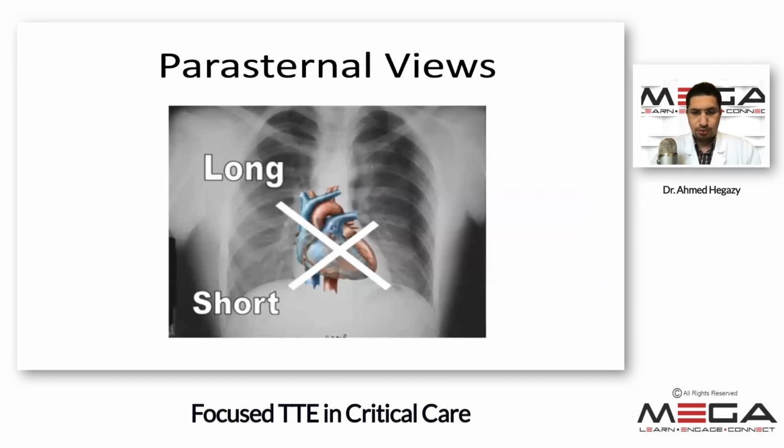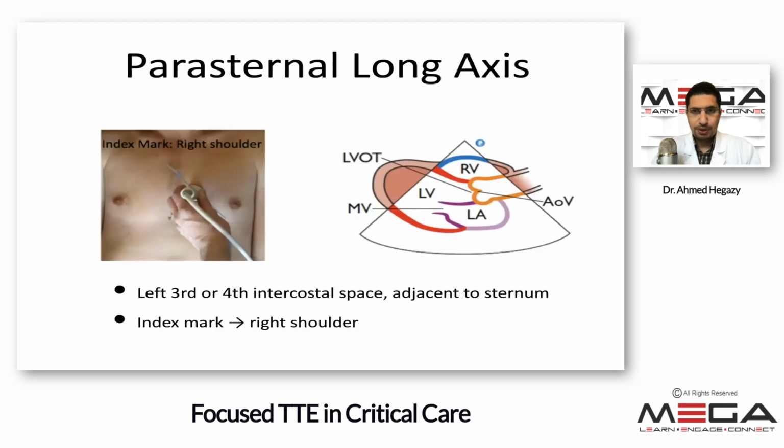Parasternal views, we'll go through them quickly here. We've got a parasternal long and short axis. The parasternal long axis is the first view I usually start with. The probe is situated in the 3rd or 4th intercostal space, just adjacent to the sternum, just off to the left of the sternum. And the index mark is pointing towards the right shoulder. You notice here the arrow, the index mark is pointing towards the right shoulder.